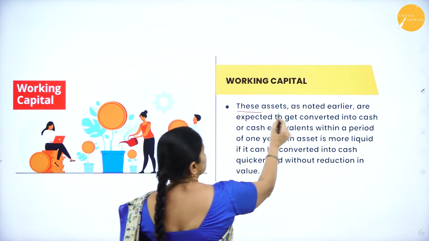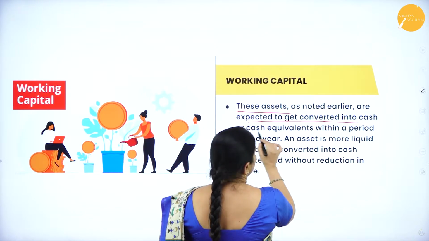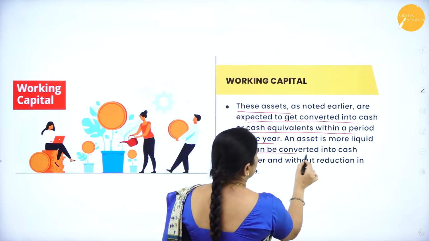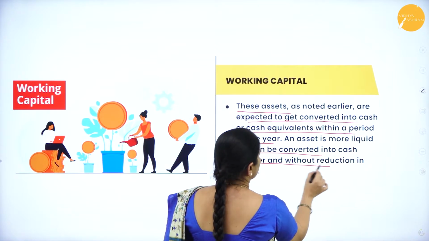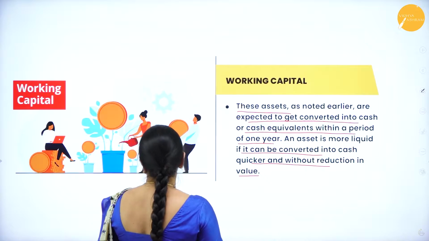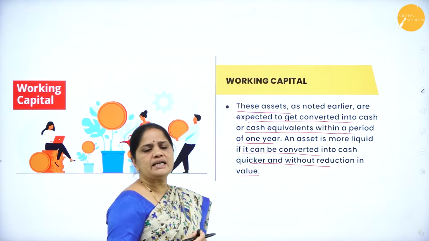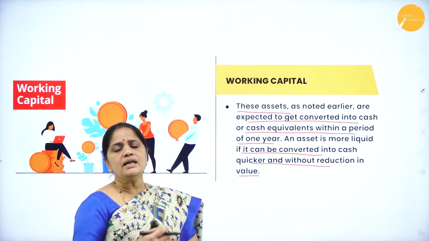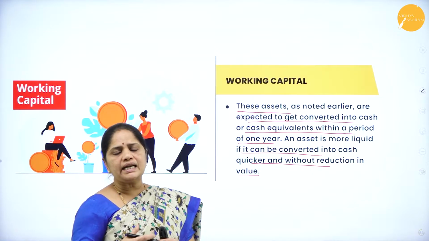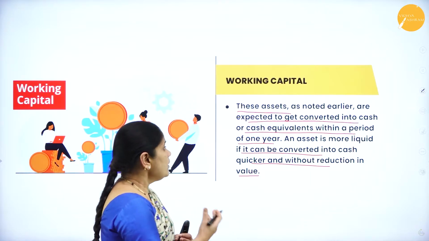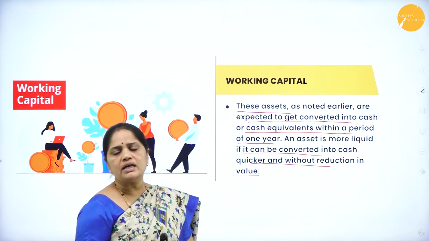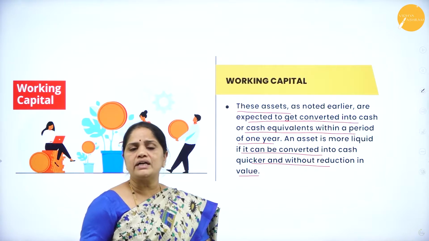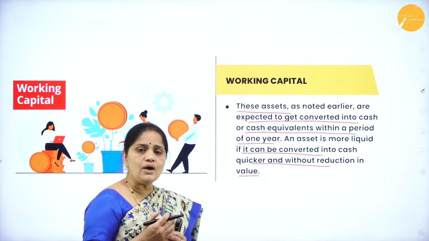Next, let us see more information on what we mean by these current assets. These current assets are expected to get converted into cash or cash equivalents within a period of 1 year. An asset is more liquid if it can be converted into cash quicker without reduction in value. Whenever we need to have these current assets, it will be through the working capital. This working capital is the oil which oils the day-to-day operations of the business. Current assets will be converted into cash within 1 year, and as such, they can be converted into cash without any reduction in value.